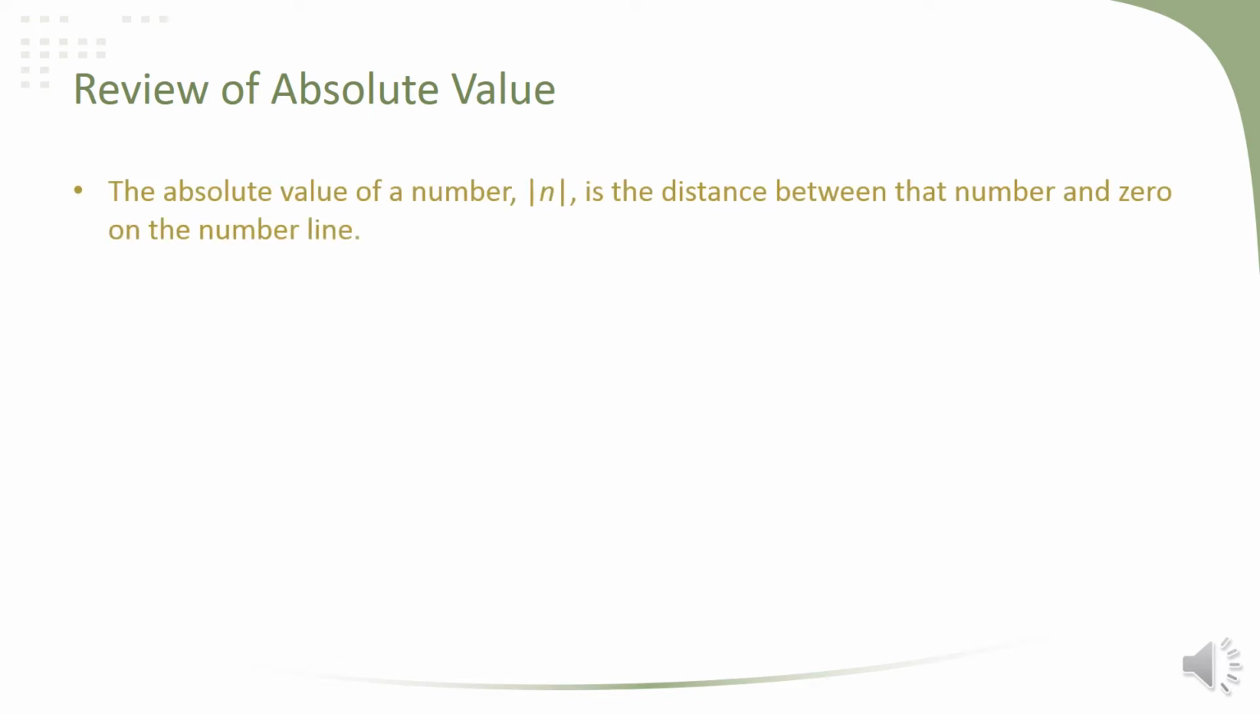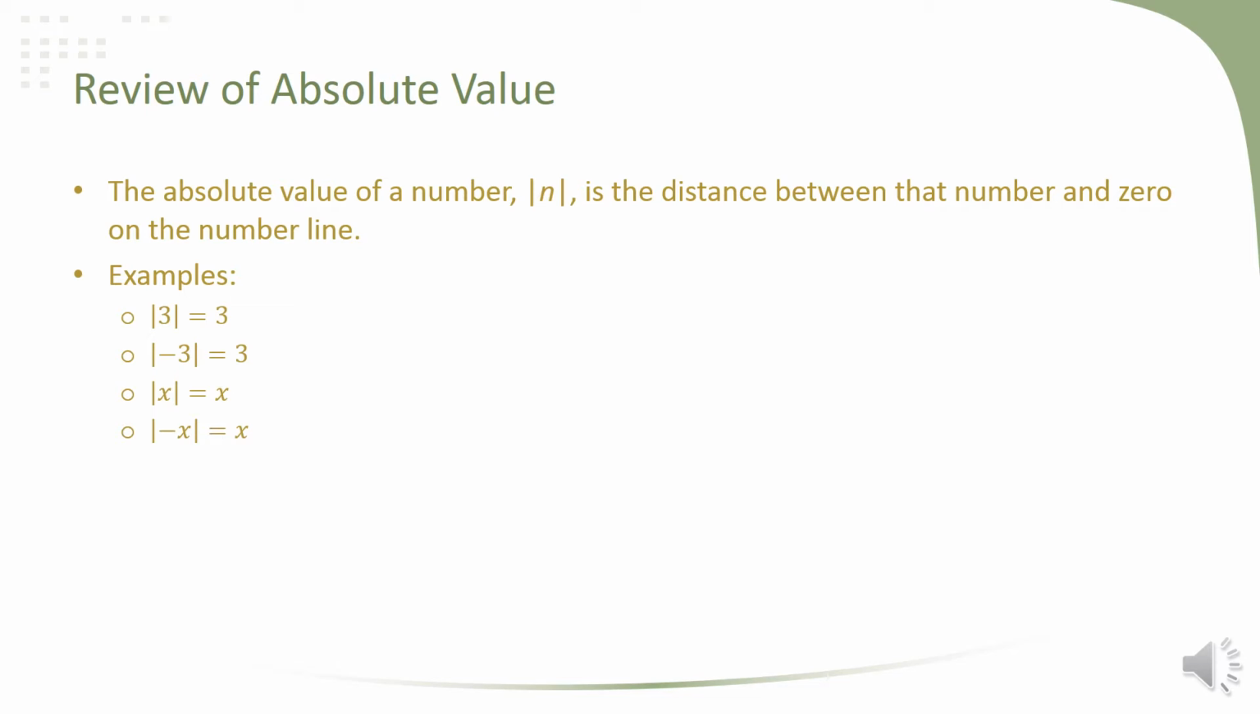The absolute value of a number, which looks like a number inside of two bars, is the distance between that number and 0 on the number line. When we talk about distance on the number line, that means that two numbers will have the same distance on the number line from 0.